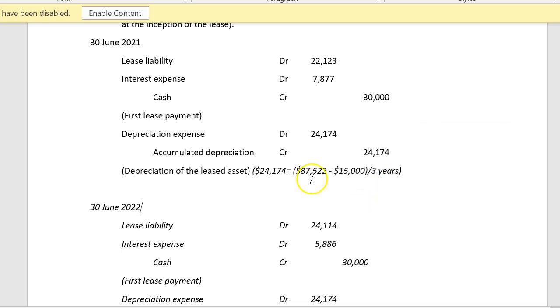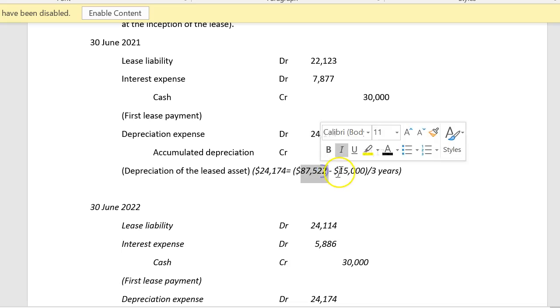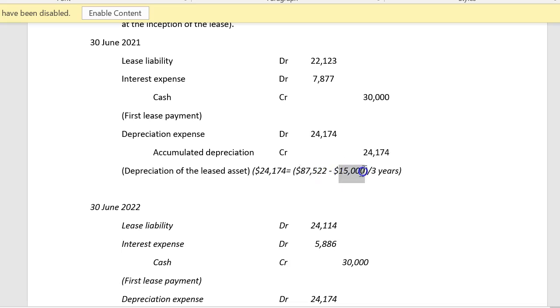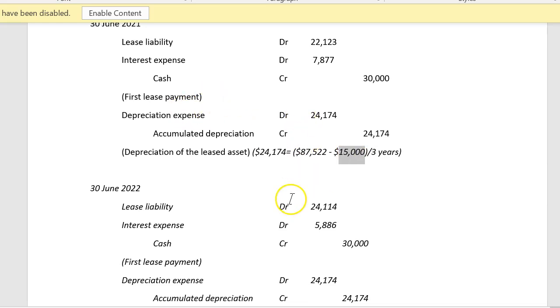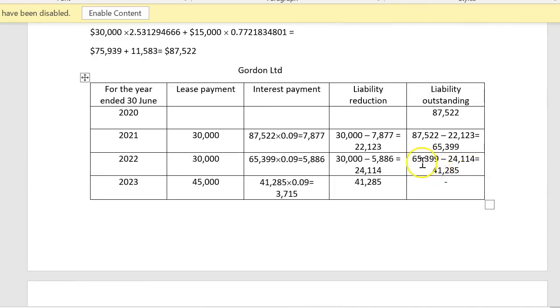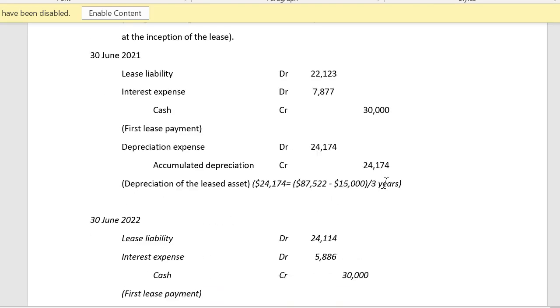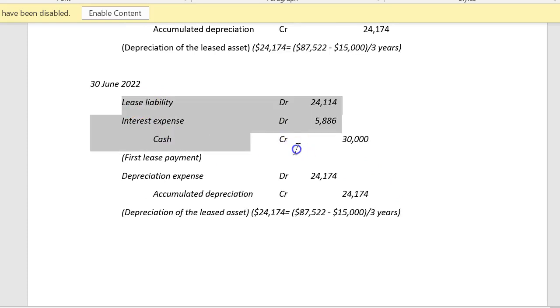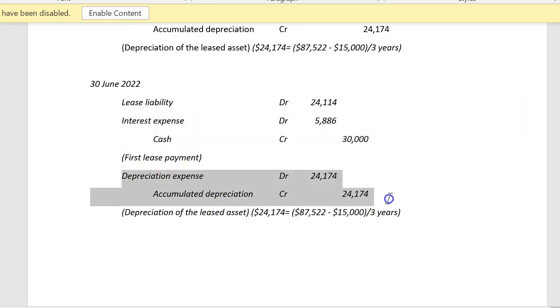Yeah, lessee does not take the fair value of the asset. Keep that in mind. Always take the present value of minimum lease payments minus the residual value or the lease term. That's a depreciation over 3 years. Second year, lessee made a payment of 30,000, which consists of interest expense of 5,886 and liability of 24,114. That's what you have. There you go. And then the depreciation expense.